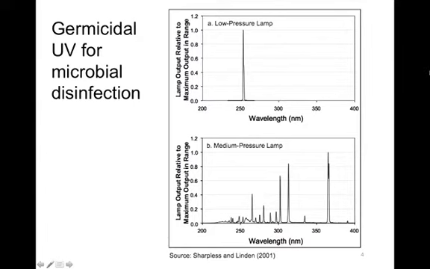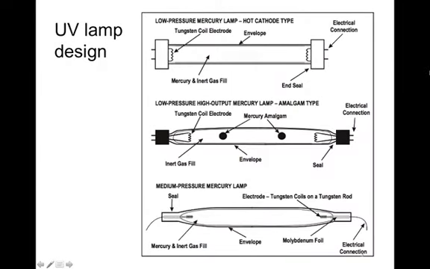The other common lamp technology is the medium pressure lamp, although I shouldn't say it's that common. Low pressure lamps are very, very common. Medium pressure lamps are in use, but they're much more expensive. They're more expensive to manufacture because they have to hold the mercury at a higher pressure. So they exist, but they're not used that commonly for drinking water or for water disinfection.